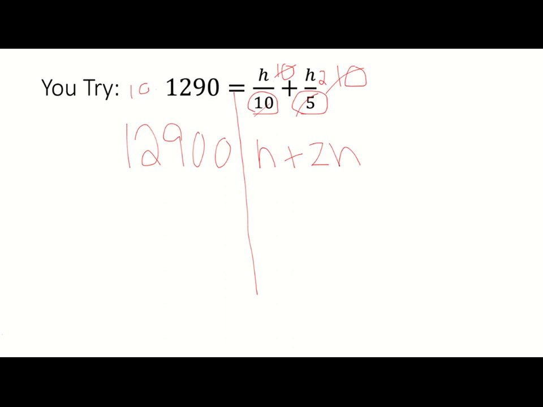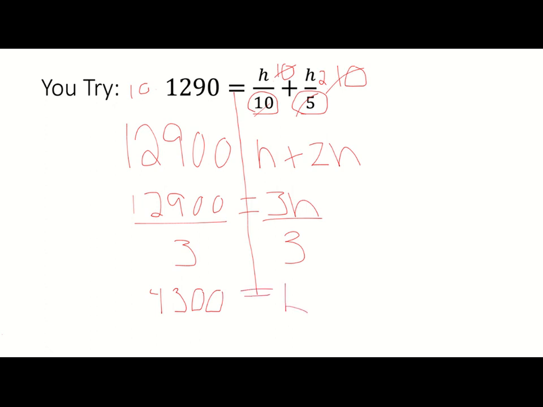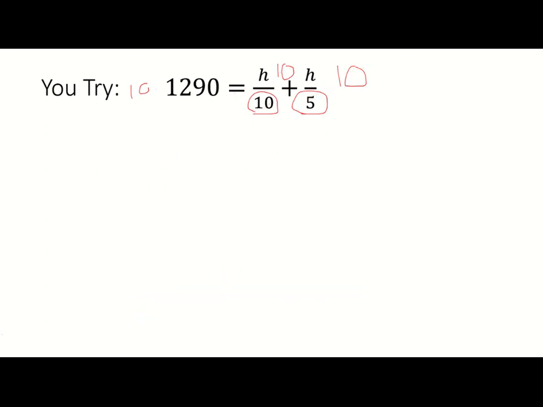Now that all the fractions have cleared, this is a much easier problem to solve. We're going to drop down the 12,900, and h plus 2h would be 3h. Divide both sides by 3, and then do the division. 3 goes into 12 4 times, into 9 3 times, and then we have 2 zeros as a placeholder. So h is equal to 4,300.